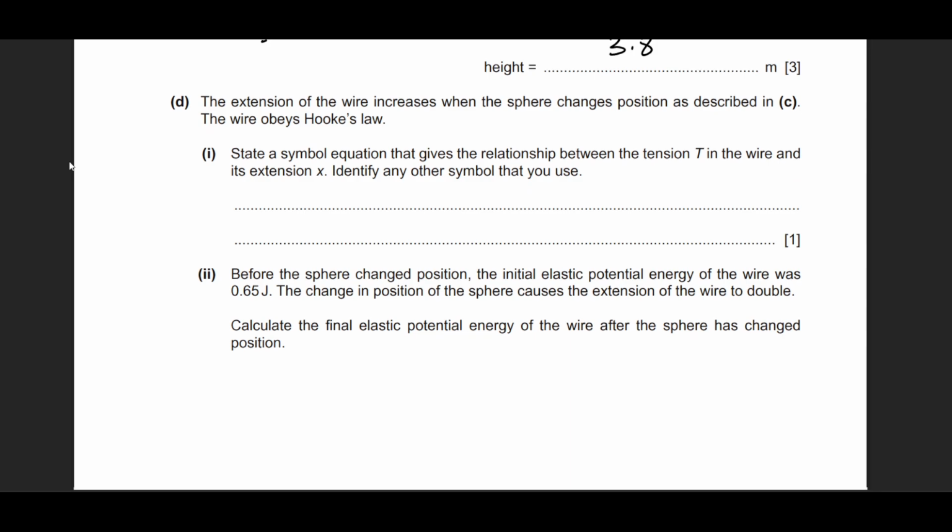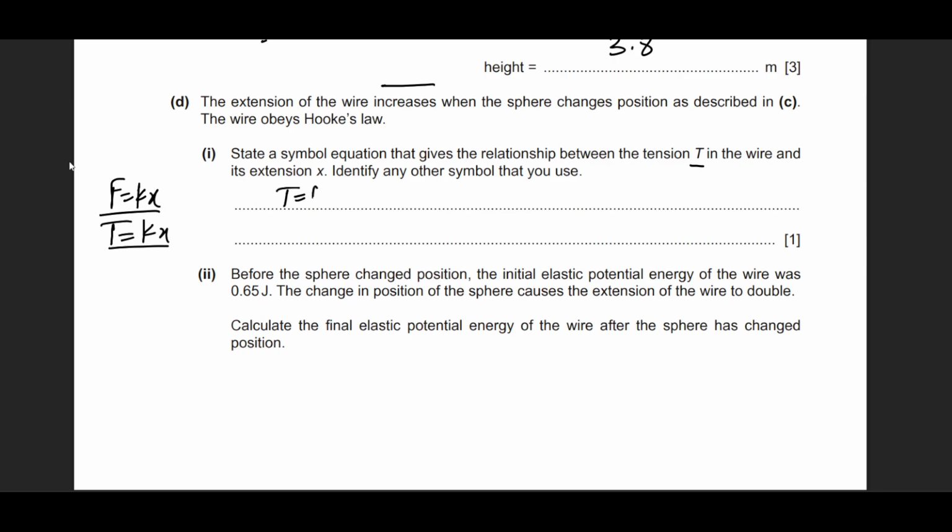Okay. Part D1, the extension of the wire increases when the sphere changes position. State a simple equation that gives the relationship between T and the wire extension x. Identify the symbols that you use. Simple as that, we know that Hooke's law is F equals kx. Now, since we have a tension T in the string, that will be replaced in place of F, so T equals kx.